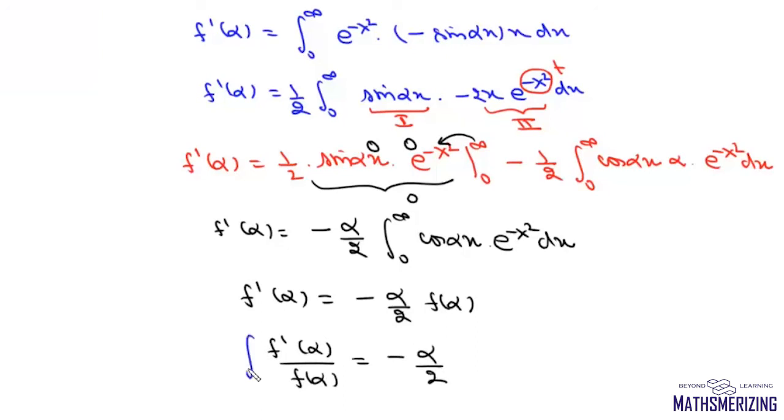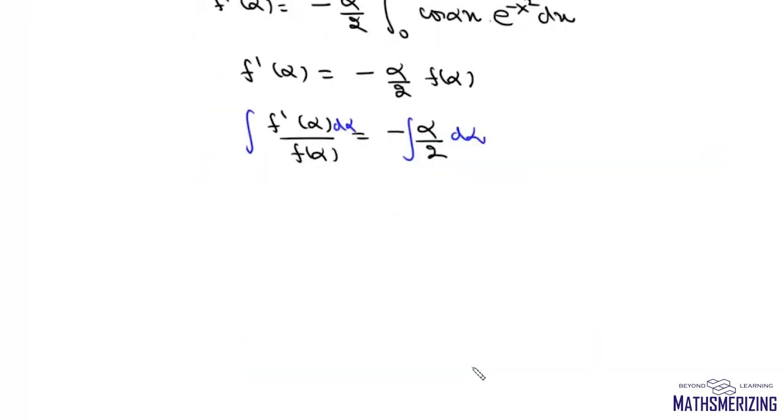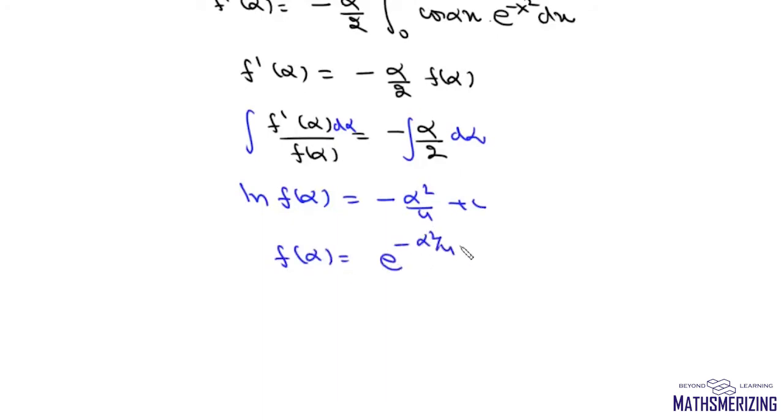Now we'll integrate it with respect to alpha. So now it'll be log f(alpha), then the integral of alpha will be alpha square by 2, so it'll be minus alpha square by 4 plus c. So we can write f(alpha) as e to the power minus alpha square by 4 plus c, or we can write this as e to the power minus alpha square by 4 into e to the power c, which is some constant, say a. So we can write this as a into e to the power minus alpha square by 4. Now we need to find the value of a.